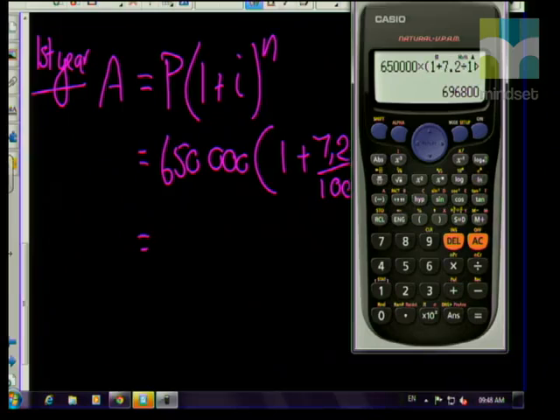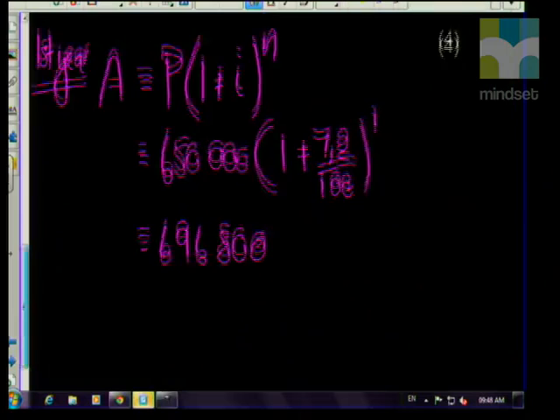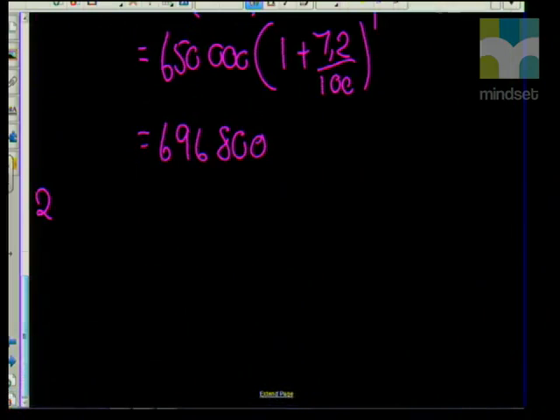But I'm going to show you how you can do exactly the same thing if you don't have a calculator like this one, but I want to just write down this value. This is at the end of the first year. The price has gone up after 1 year to 696,800 Rand. Wow, that's quite an increase. Let's see what it's going to be after the second year.